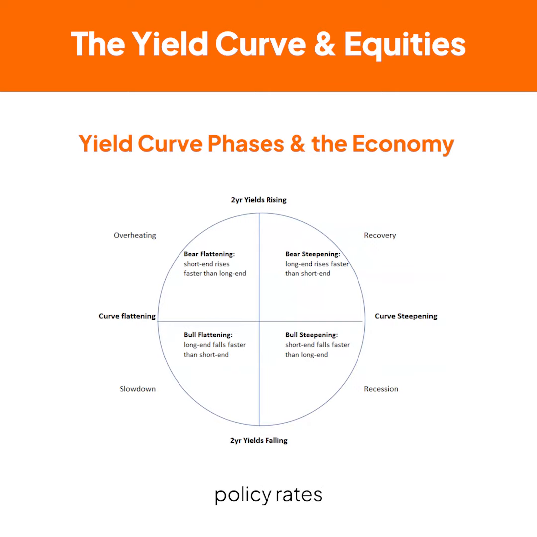Then bull flattening. Policy rates now remain steady, but long end yields start to falter as possibly the market is feeling the lagged impacts of monetary policy, or simply there are concerns about medium-term economic growth. This is long end led flattening.